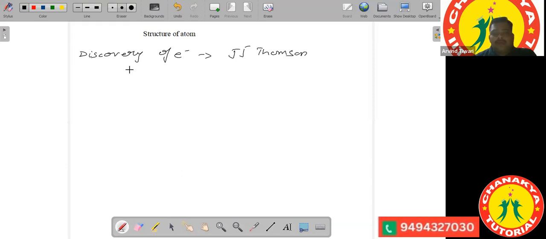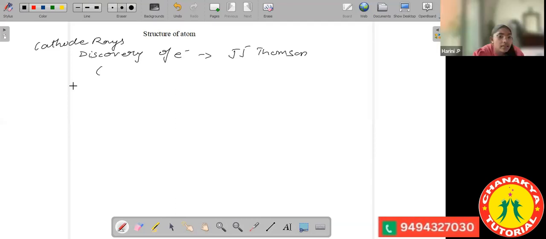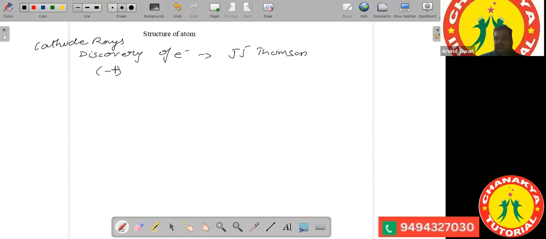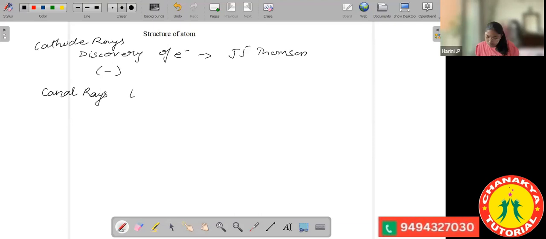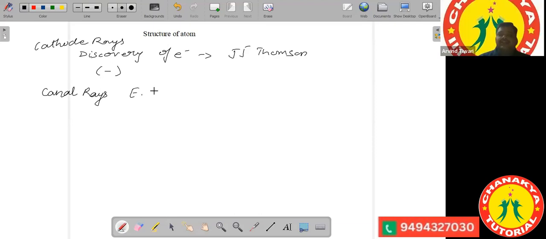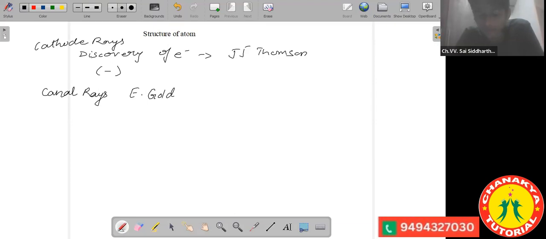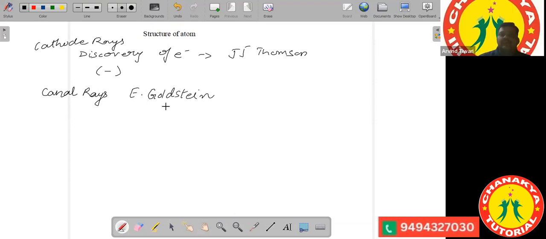And here the rays were called as the cathode rays. And all the electrons, which type of charge is carried by the electrons? Negative. So negative charges are carried by the electrons. Then after this, we discovered canal rays. And who discovered the canal rays? Siddharth, who discovered canal rays? Goldstein. It was E. Goldstein who discovered canal rays.